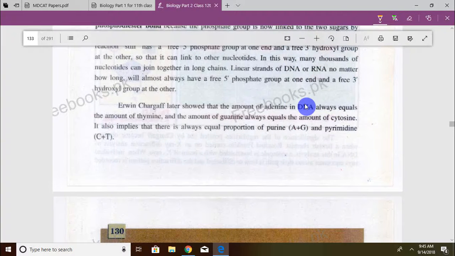Amount of adenine in DNA is always equal to the amount of thymine, and the amount of guanine is always equal to the amount of cytosine. Equal proportion of the purines and the pyrimidines, if they ask.